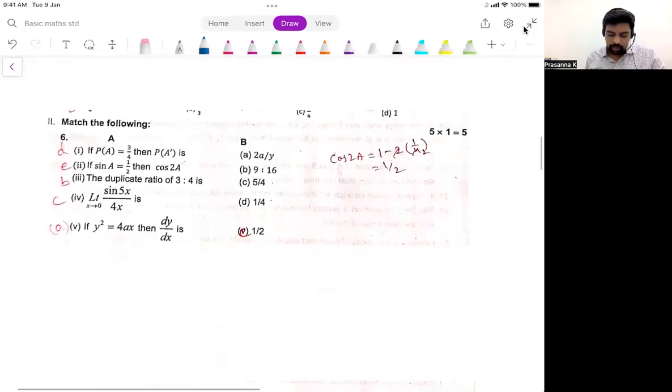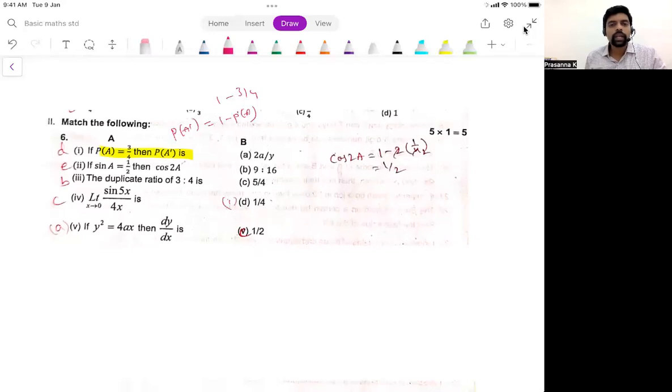Then match the following, first question. If P of A equals 3 by 4, then P of A dash. So P of A dash formula is P of A dash equals 1 minus P of A. So that is 1 minus 3 by 4. 1 minus 3 by 4 is 1 by 4. So for the first question, answer is 1 by 4.